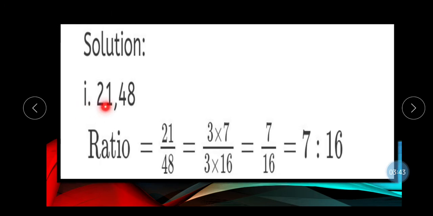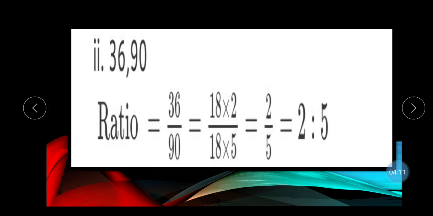First one, 21 and 48. Ratio is equal to 21 upon 48. Both are in the table of 3. So 3 into 7 upon 3 into 16. 3 gets cancelled. What remains is 7 upon 16. That is equal to 7 is to 16. Final answer. Therefore, 21 is to 48 is equal to 7 is to 16.